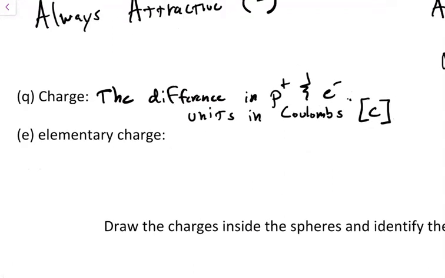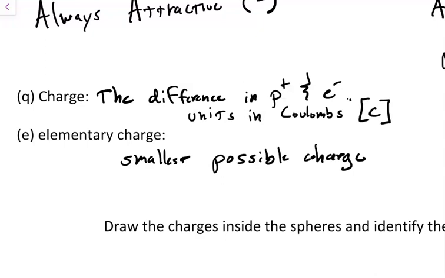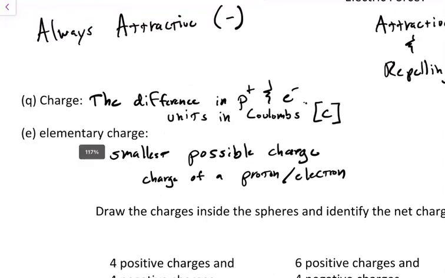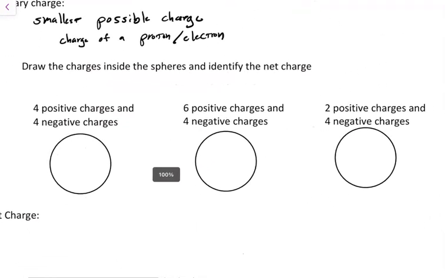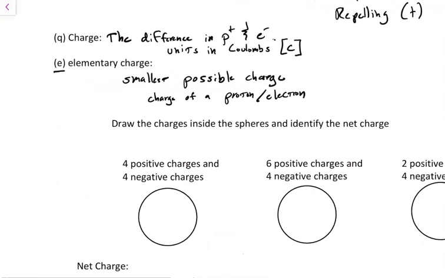What is the elementary charge? It's the smallest possible charge. That's why it's called elementary. And it's the charge of a proton or an electron. Just one's going to be positive and one's going to be negative. And we call it e, with the units of coulombs as well.